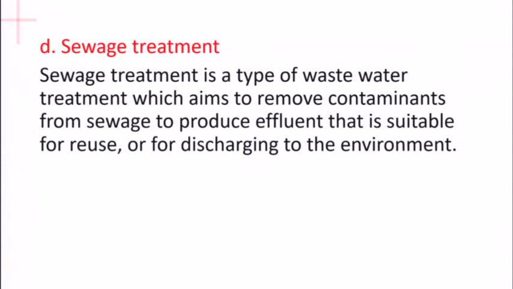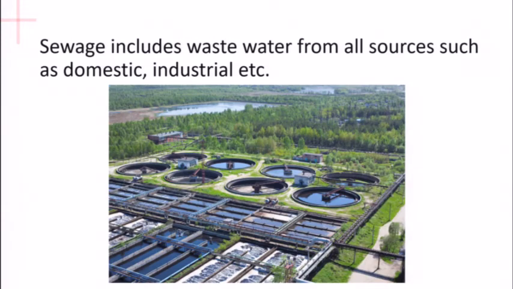Sewage treatment. Sewage treatment is a type of wastewater treatment which aims to remove the contaminants from the sewage to produce effluent that is suitable for reuse or for discharging into the environment. Sewage includes wastewater from all sources such as domestic, industrial, etc. Sewage treatment systems range from decentralized systems to large centralized systems, which include a network of pipes and pumps. At the global level, 52% of sewage is treated. High income countries treat around 74% of their sewage, while developing countries treat an average of just 4.2%. A sewage treatment plant is often referred to as a wastewater treatment plant.